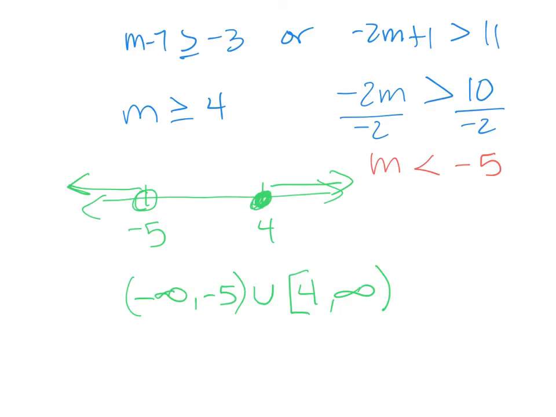Let's recap hard shell, soft shell. Less than and greater than are a donut and a soft shell. Less than or equal to and greater than or equal to is a dot and a hard shell.